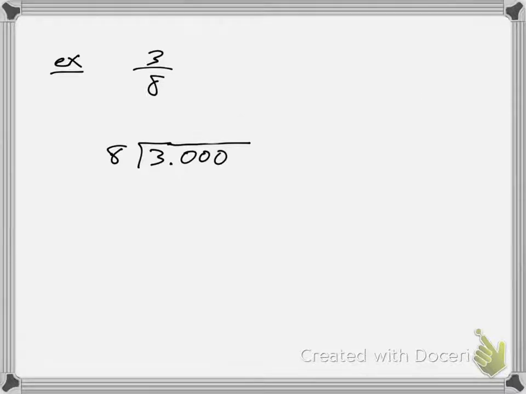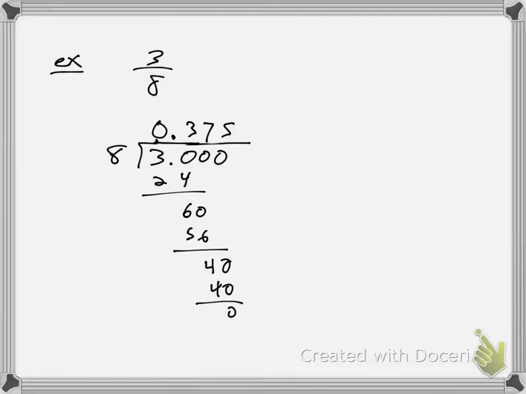We're going to bring the decimal point straight up right there. Put the 0 in front just to hold that place. 8 goes into 30 how many times? Twice. Sorry, my bad, 3 times. That's 24. Subtract, 6, 0. And 8 goes into 60 how many times? Well, that'd be 7 times. That'd be 56. Subtract, 4, bring down another 0. 8 goes into 40 5 times, and it goes in evenly, so I have a 0 remainder. So this is 0.375 as a decimal.